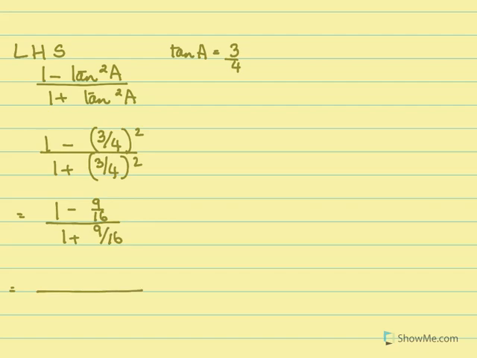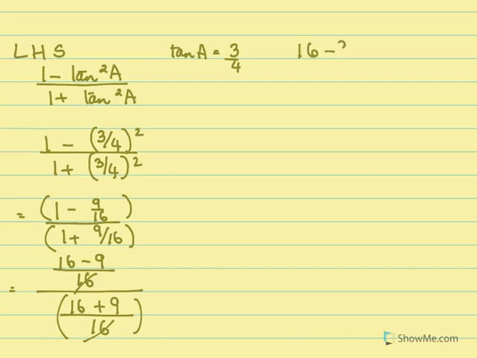So we take the LCM in the numerator here. So we have (16 minus 9) over 16, and in the denominator will be (16 plus 9) over 16. The 16 will cancel out, so here we'll get (16 minus 9) over (16 plus 9), which is 7 by 25.